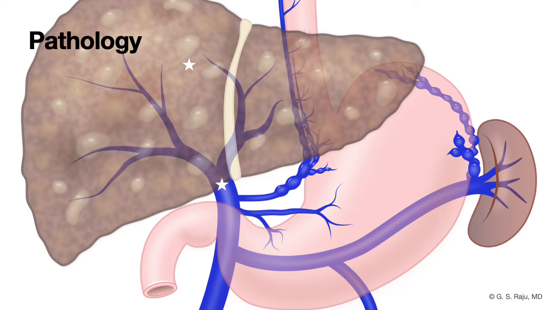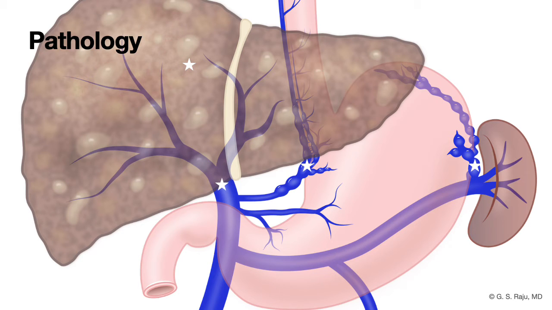The portal flow does not show the normal centripetal flow. It flows away from the liver. The portal vein size may increase, and as the portal hypertension becomes significant, the blood should take a path back to the heart via the portosystemic collaterals, typically seen as varices in the esophagus and stomach.